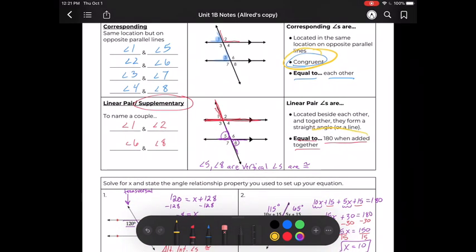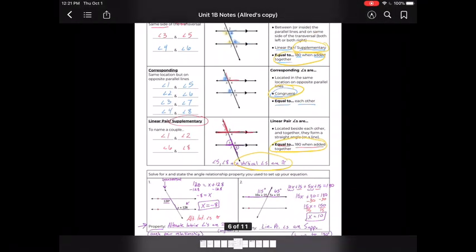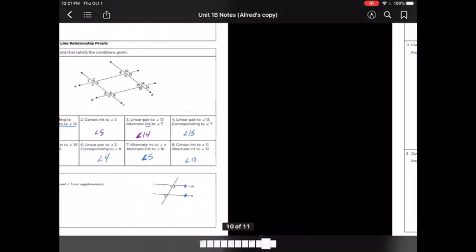Linear pair angles are supplementary. They add up to 180. And vertical angles are congruent. And so that's all very important information as we work through these proofs today.